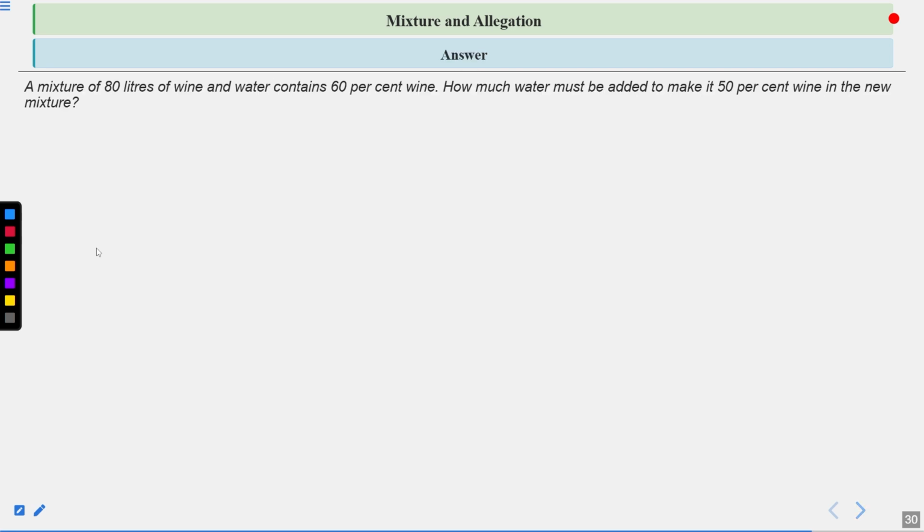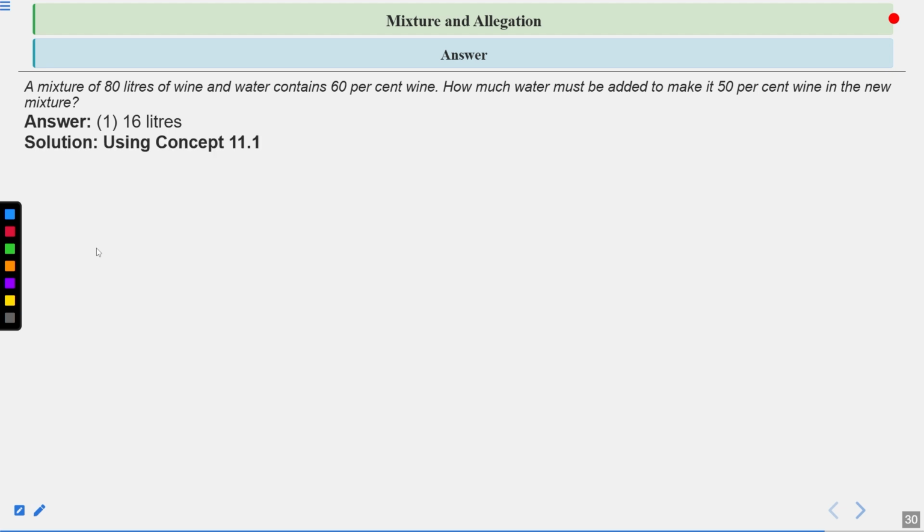The question says that a mixture of 80 liters of wine and water contains 60% wine. It means we can calculate 60% of 80. We get the quantity of wine and the rest will be the water. Now the question says how much water must be added to make it 50% wine. So we can let the wine part be 50%, and calculate it. So the correct answer of this question is the first one, which is 16 liters.